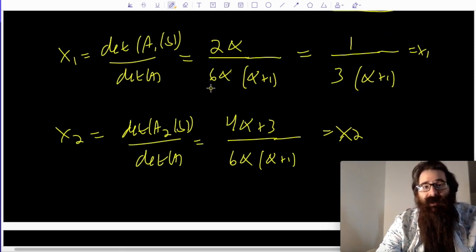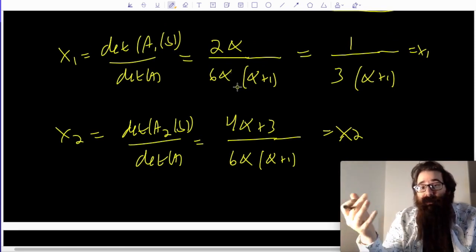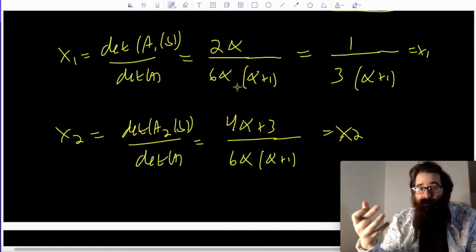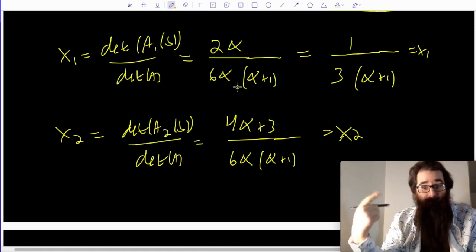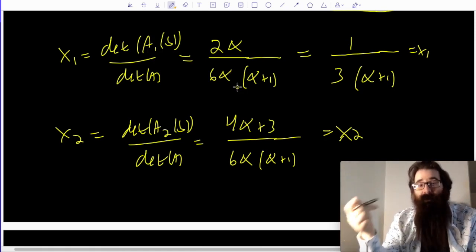Notice we're dividing by the determinant of A. I'm dividing by 6 alpha times alpha plus 1. If this determinant is 0, and I'm dividing by it, that's a big issue. I can't divide by 0. We're not allowed to divide by 0. Don't you ever divide by 0. If I find that you're dividing by 0, I'm going to find out, and I'm going to be very upset with you, so don't divide by 0.